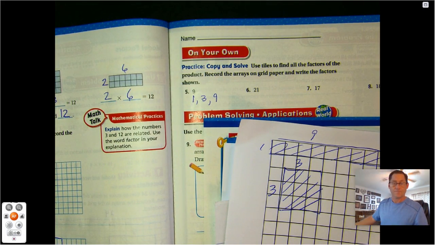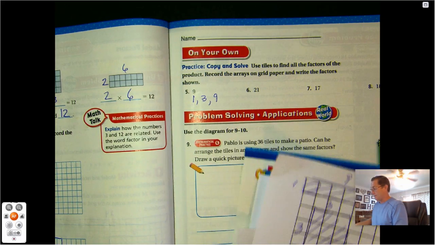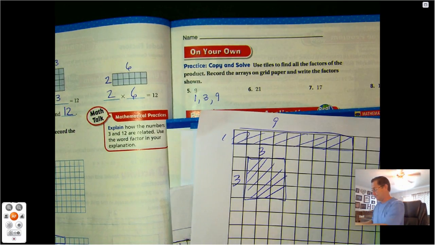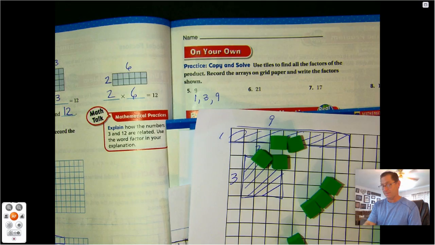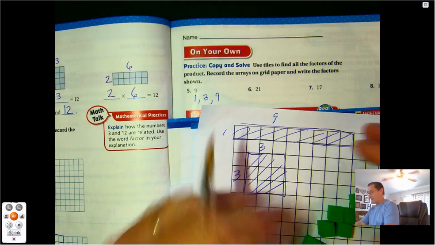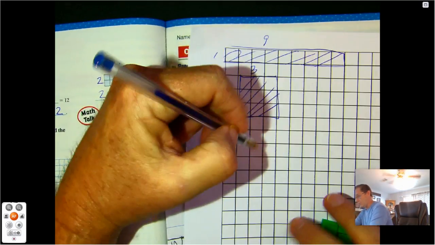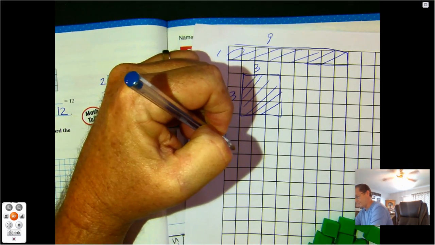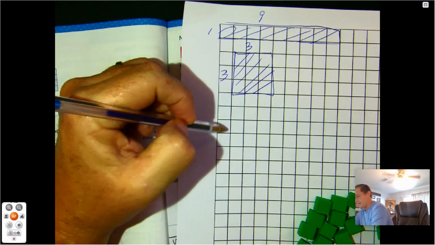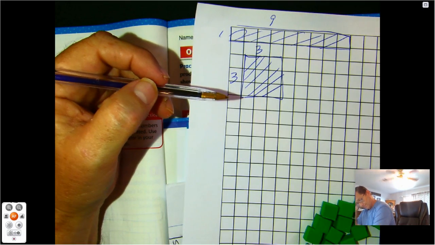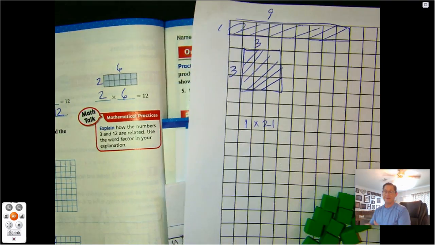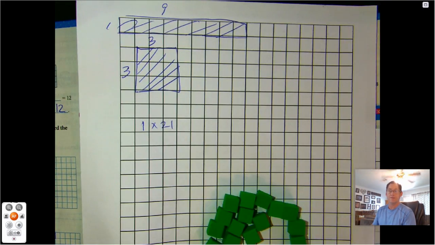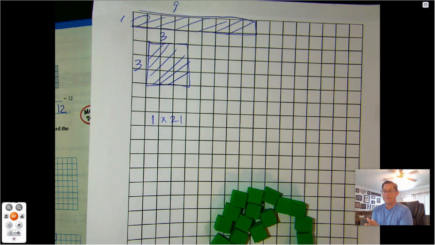Okay, 21. All right, so there's 21, and we know 1 times 21 will work. I didn't have 21 squares on my grid paper, so I'm just going to go ahead and say 1 times 21. But 1 and the number is always a factor of a number larger than 1.